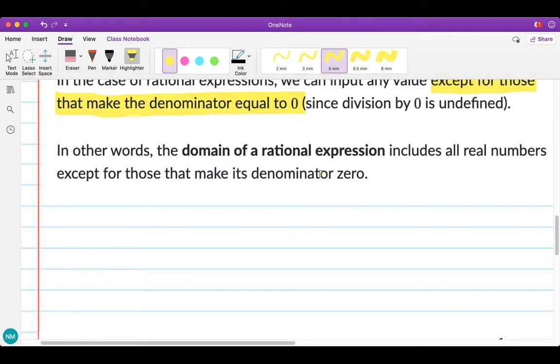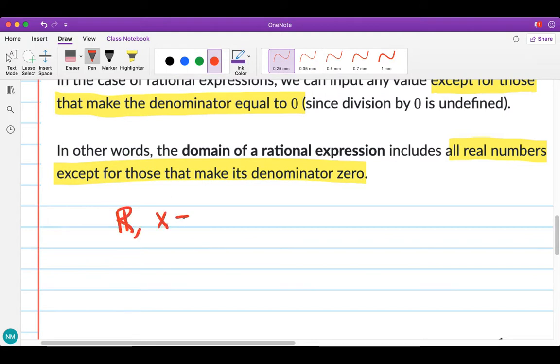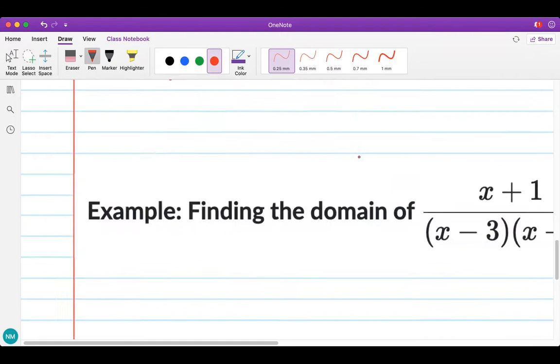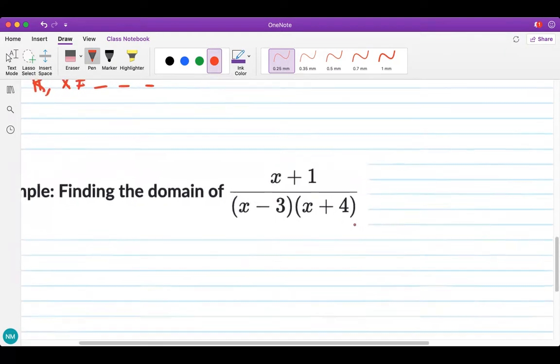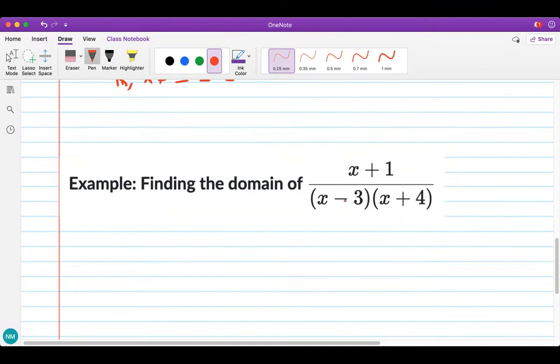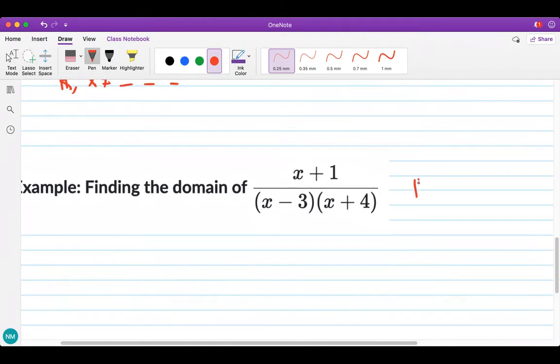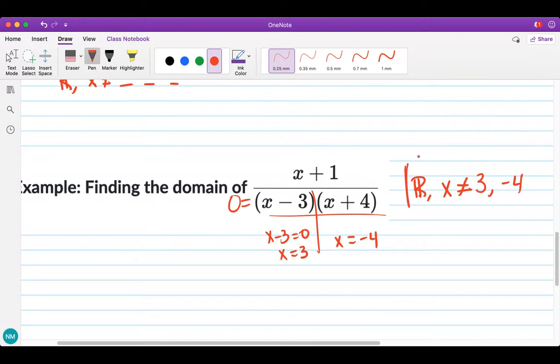In other words, the domain of a rational expression includes all real numbers except for those that make the denominator 0. So the way that we've written it in the past is all real numbers except x cannot equal blah, blah, blah, right? So here's an example. Find the domain of this function. Now this is in factored form, right? So the domain of this is going to be all real numbers, but x cannot equal what values are going to make my denominator 0? Well, if I do the t-chart and set this equal to 0, I get x minus 3 equals 0, so x equals 3, and x equals negative 4. So x cannot equal 3 or negative 4. This is my domain.